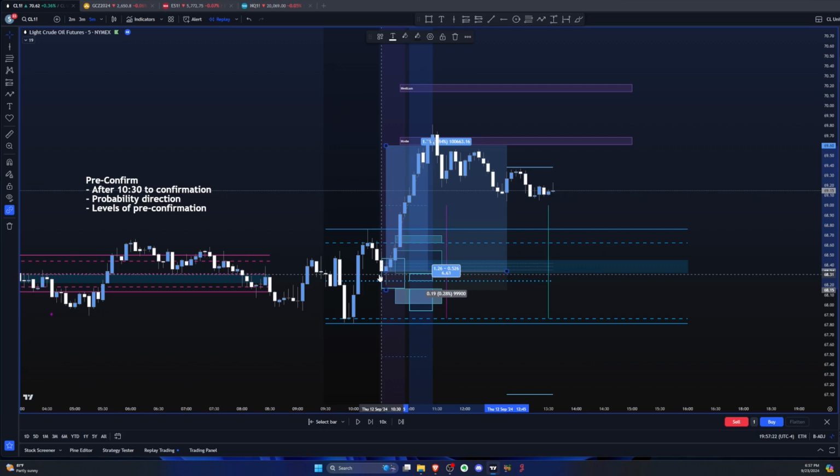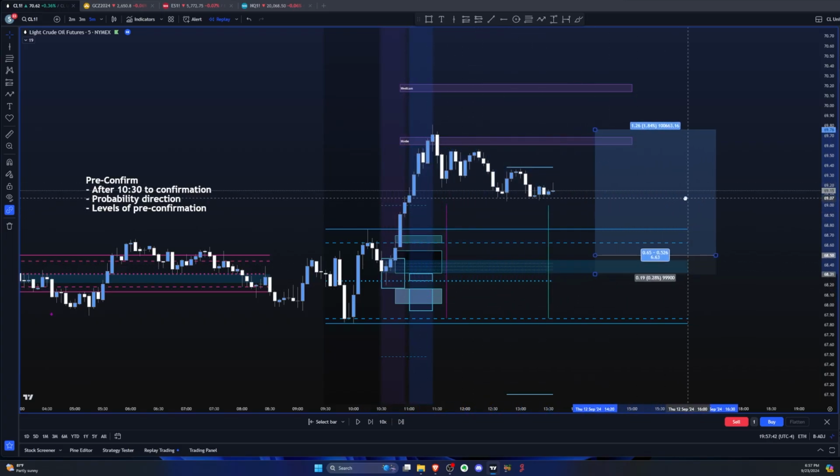So I'm very hyper focused right at 10:30. From like 10:15 and on, I'm checking my levels. I'm looking to see what else is here, and if I want to get in, if I've got good strong bias. So this is the pre-confirmation setup. It allows us to get into trades that don't trigger for time and price.